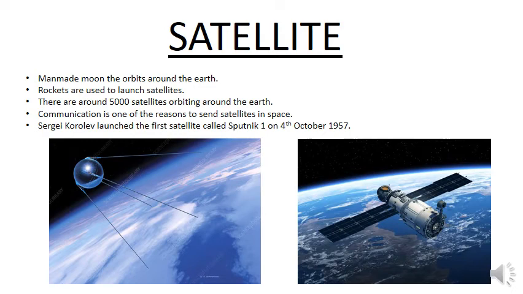Communication satellites pick up signals from one place on the Earth and relay them to the other side of the world. This means that radio, television, and telephone signals can be transmitted around the Earth. Some satellites carry powerful cameras which take pictures of the Earth's surface. This helps weather experts and makes maps accurate. Sergei Korolev launched the first satellite called Sputnik 1 on the 4th of October 1957.